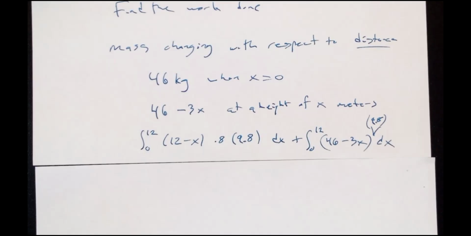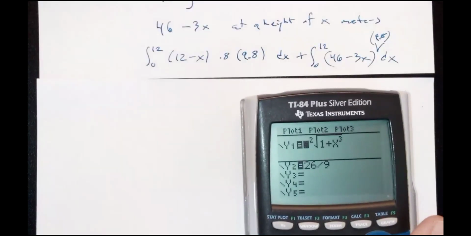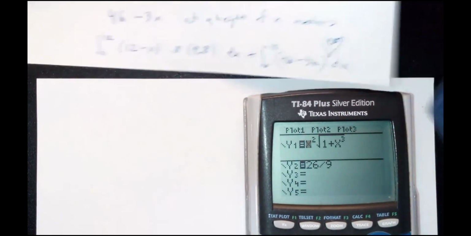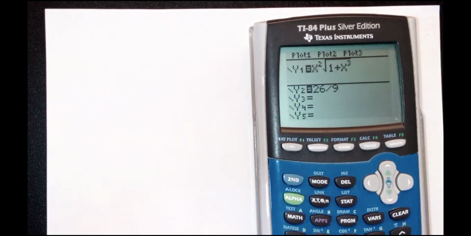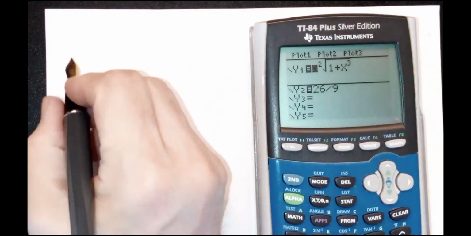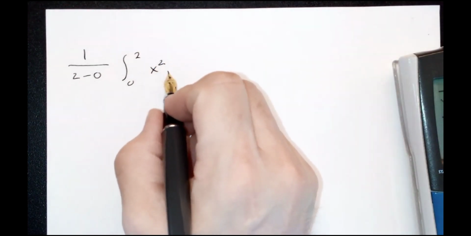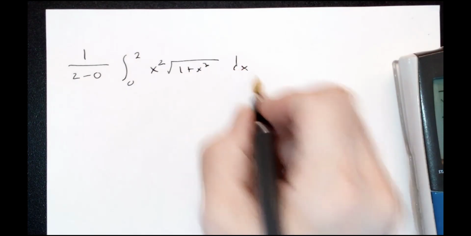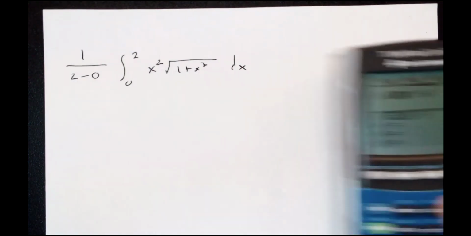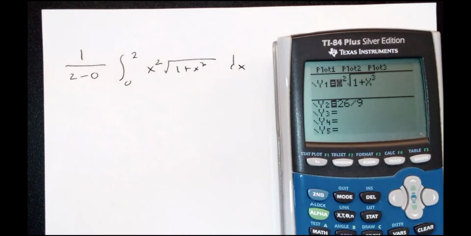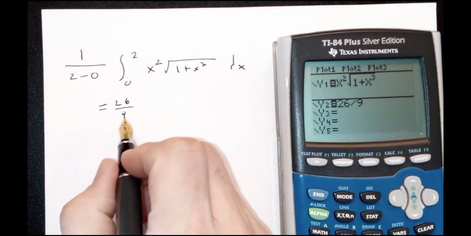Yes. So at the end of class yesterday, we were dealing with this problem, right? So we find the average value, which in our case is 26/9, by doing that for this function, right? So that's going to be the average value between 0 and 2. And when we do that, we get 26/9.